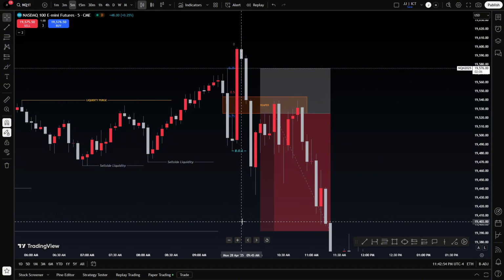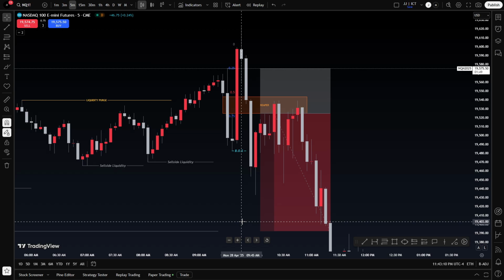But enough of that. This is power of 3. This is just a bearish example, obviously. Okay. A bullish example will be the complete opposite. Price accumulates, it manipulates lower, okay, and then distributes higher. Very, very simple.